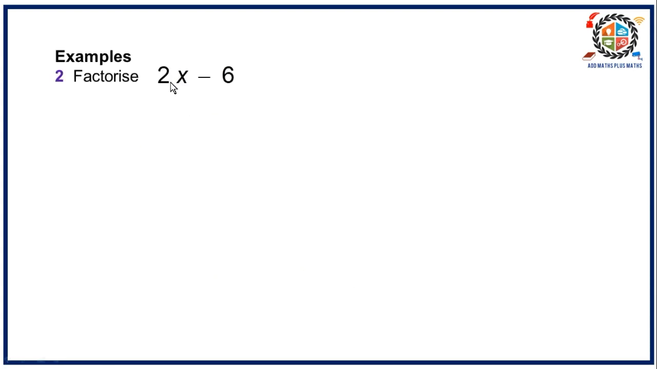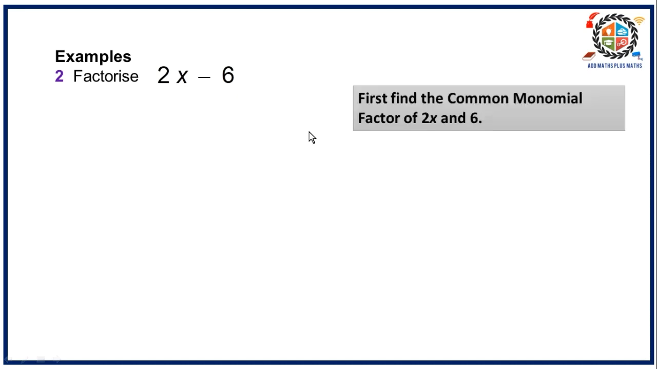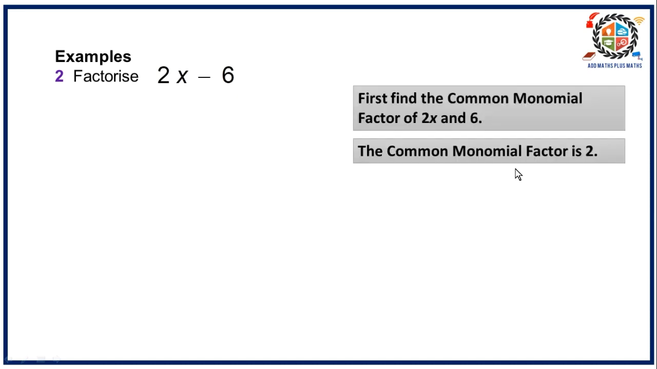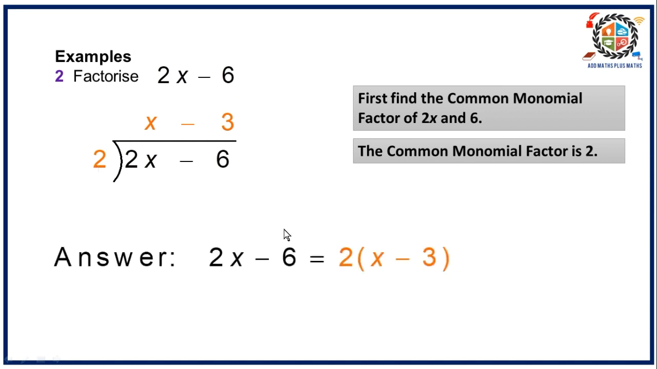Example number 2, I have here 2x minus 6. What is the number I can divide to 2x and 6? Again, remember that 6 doesn't have any variable, so I will just think of a number that I can divide to 2x and negative 6. And that is 2. So the common monomial factor now is 2. If I divide that 2 to 2x minus 6, 2x divided by 2 is x, negative 6 divided by 2 is negative 3. This x minus 3 will be written inside the bracket, and this 2 will be written outside of the bracket.